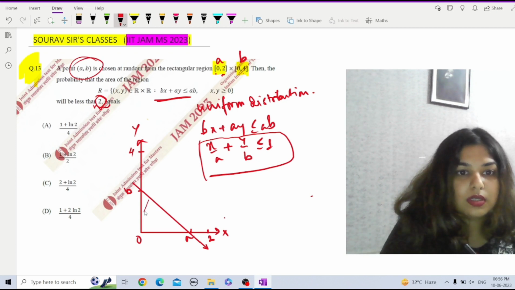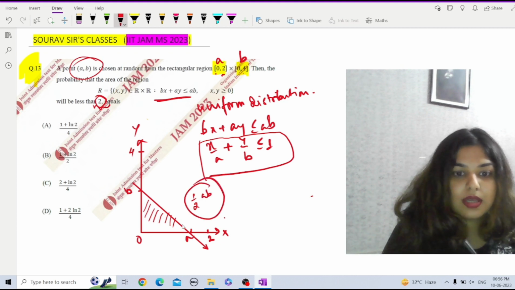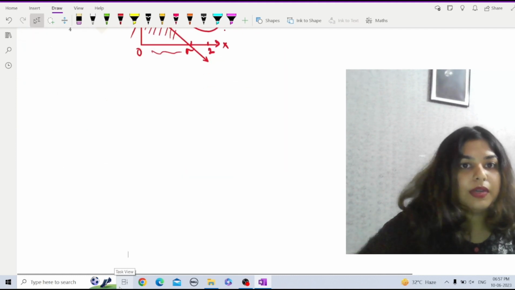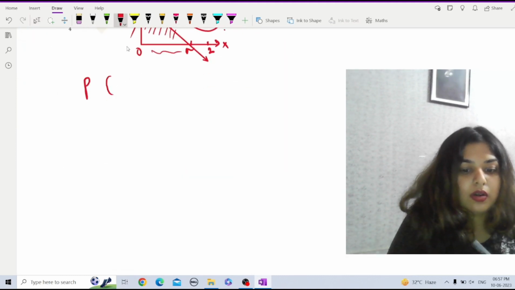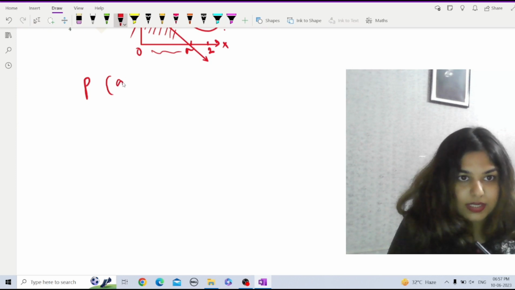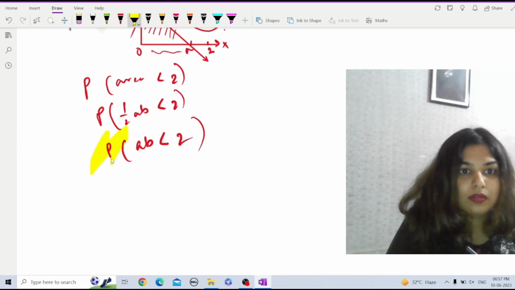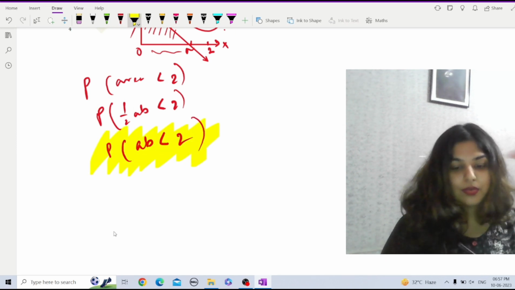Now the area of this region is what? Half ab, correct? That is base into height. This is a and this is b. Now we have to find the probability of the area, that is, the probability that the area is less than 2. So the probability that half into AB is less than 2, that is the probability that AB is less than 2. This is what we have to find out according to the question.